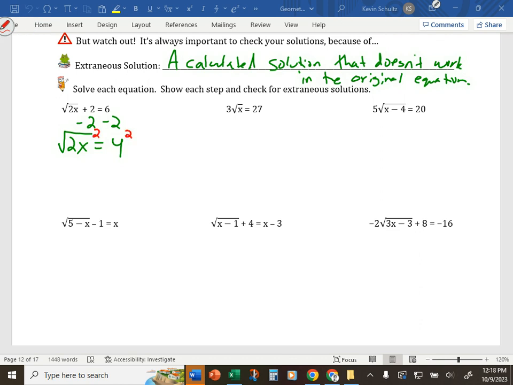Right. Because you are PEMDAS people, right? What undoes a radical? A power. Okay? What undoes a square root is squaring it.